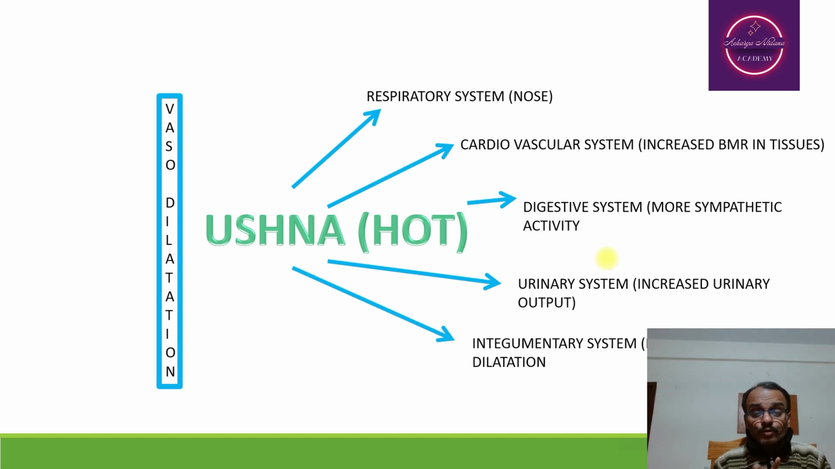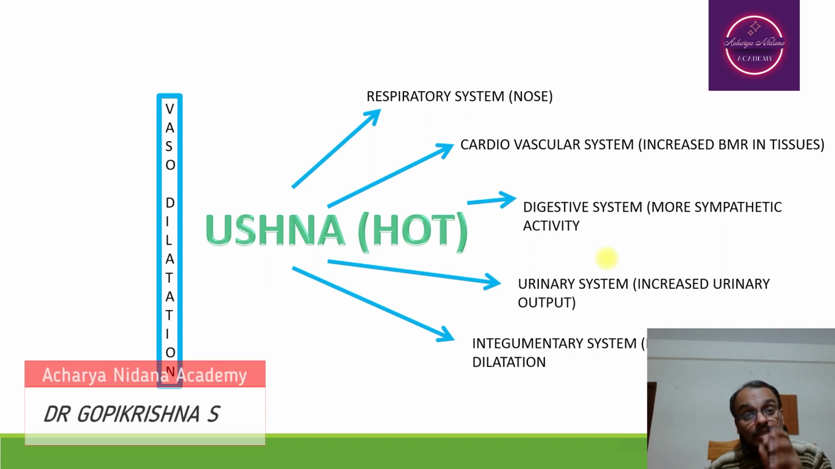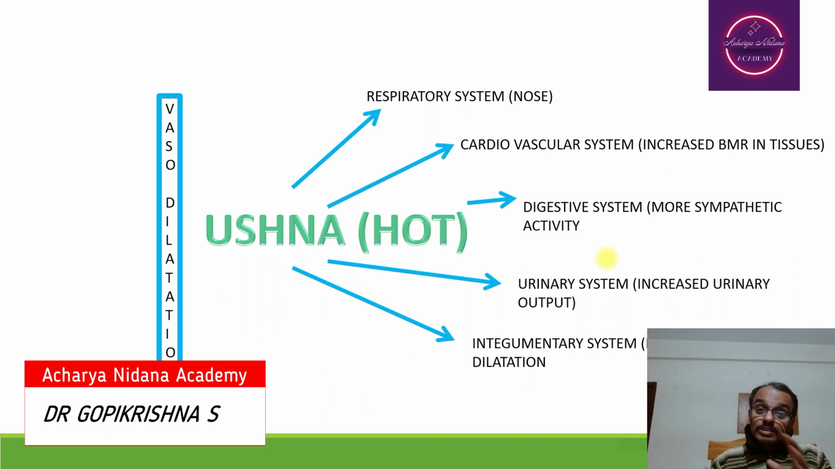As far as urinary output is concerned, increased urinary output is possible because of the increased metabolites. There are certain substances, such as creatinine, which are eliminated only via urine, resulting in increased urinary output. The Ushna Guna quality is also responsible for effects on the integumentary system, resulting in peripheral vasodilatation, thereby the person may have excessive sweating.